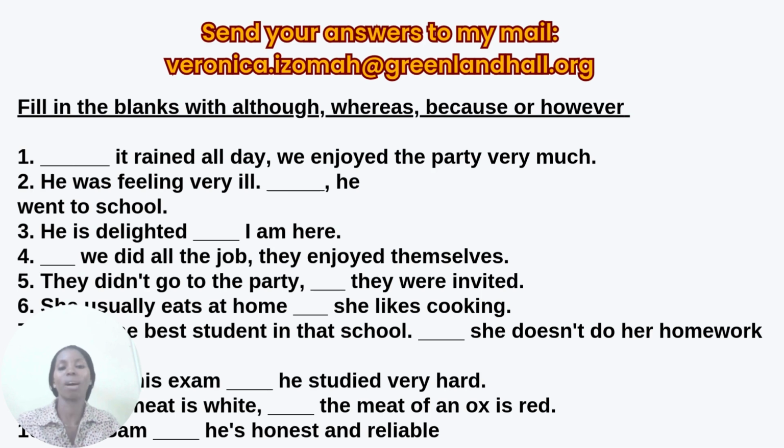I also have just a little exercise for you to practice. Fill in the blanks with although, whereas, and then I also introduce because or however. But many a time we tend to mix them up. So just try to answer the exercise that is shown on your screen, and please forward the answers to the same mail.